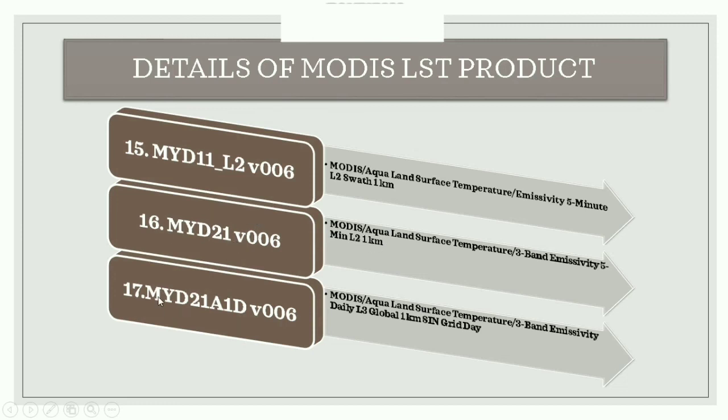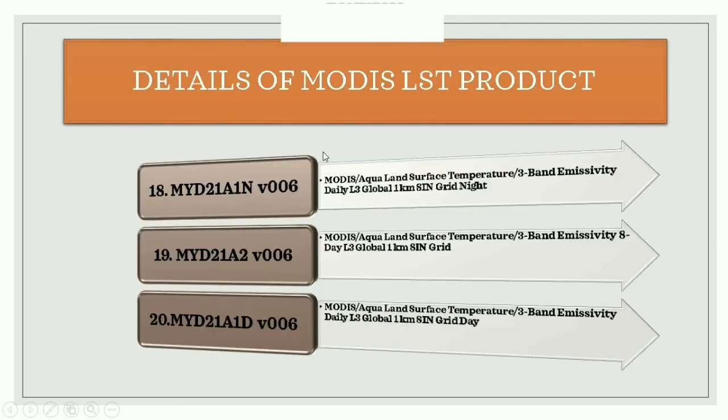Now this one, MYD21A1D. So this product is also Aqua, that is the same, but the thing is it is daily. That is the difference. So we'll see in the next slide. There is MYD21A1N. So here it is giving Aqua land surface temperature, 3 band emissivity and daily L3 global 1 kilometer grid night time. So this is night time.